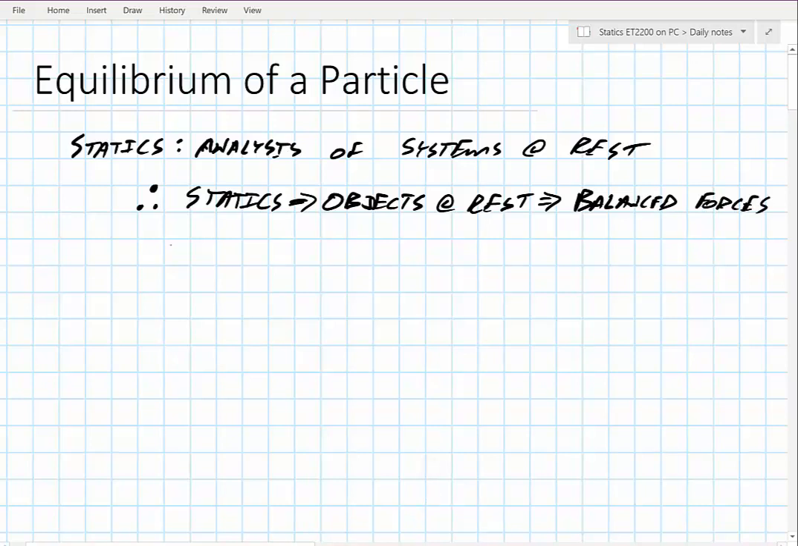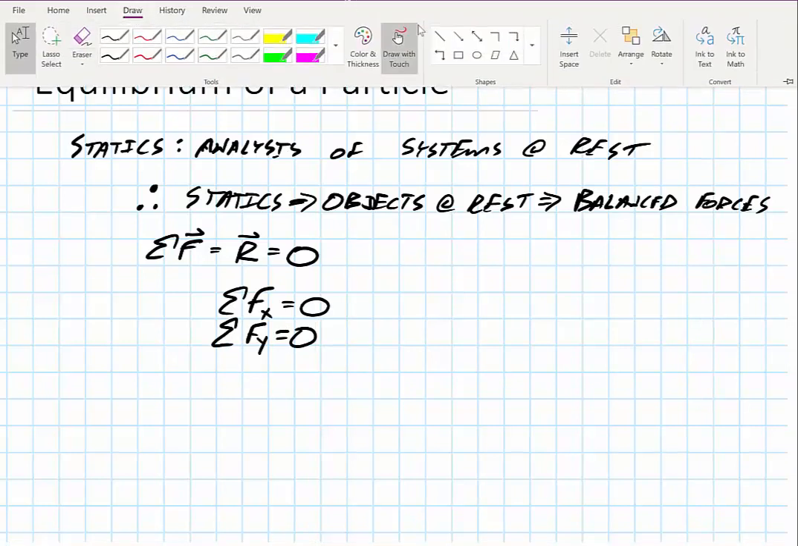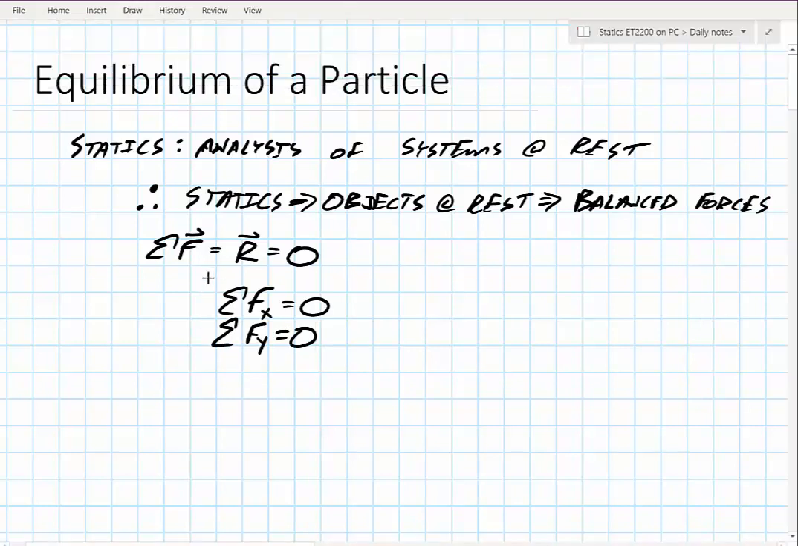So if that's true, then I know that my sum of the forces, which we talked about, if we add up all our forces, we call that a resultant force. In statics, it means your resultant force will be equal to 0. Breaking that into component form, I can add up all of my forces, all my x components of the forces, that has to be equal to 0, and my y components must be equal to 0. And that's statics. I mean, that's really two of the three equations in statics for 2D analysis anyways.